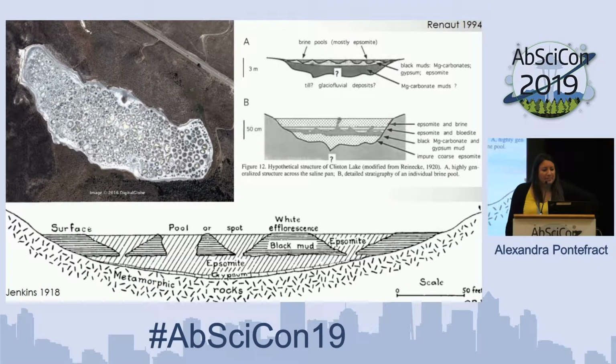So a little bit more about these spotted lakes. They're spatially stable over time. This image here was taken in 2016, and if you compare it to the 1918 paper, the spots are in the same place, so they're not moving. We don't know what's going on in this environment.